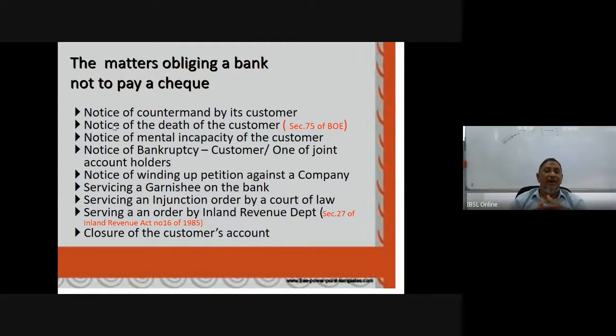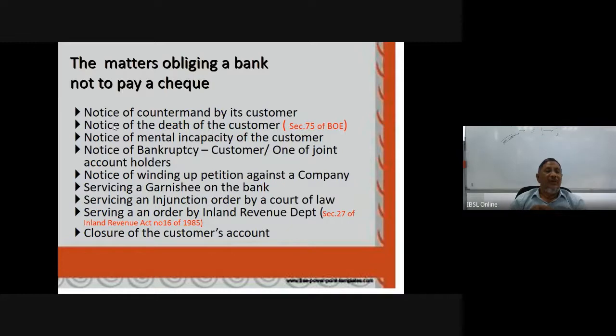But death of a director, or death of a partner in a partnership, will not affect the payment of the check. Payments are not affected because of a particular person's death. Okay, notice of mental incapacity of the customer. That is, if you come across the customer's mental incapacity, you cannot pay the check. Right? Notice of bankruptcy of the customer or one of the joint account holders.